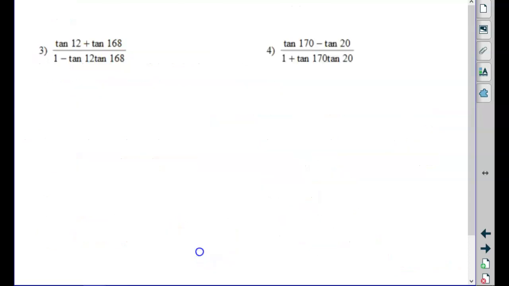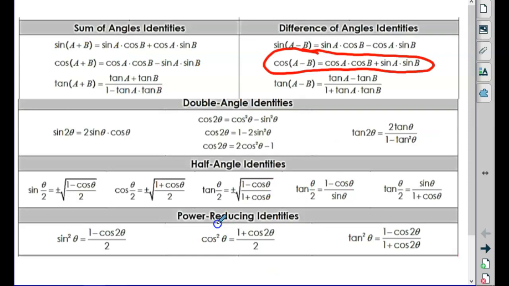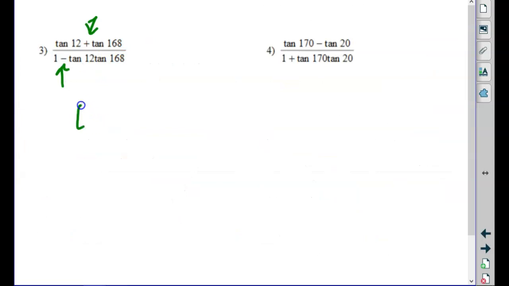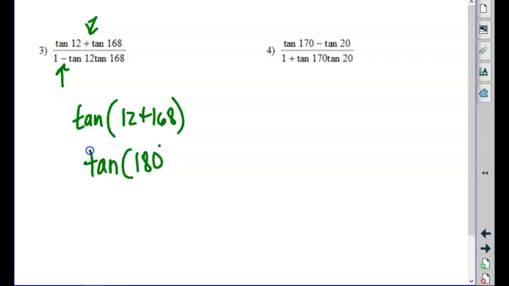All right, so here's 2 tangent ones. Can you find the one on the reference sheet that has a plus at the top and a minus at the bottom? Plus at the top, yes, okay, it's tangent A plus B. So this would be tangent of 12 plus 168, which is 180. And the ordered pair at 180 is negative 1, 0. So tangent would be y over x, which is 0.